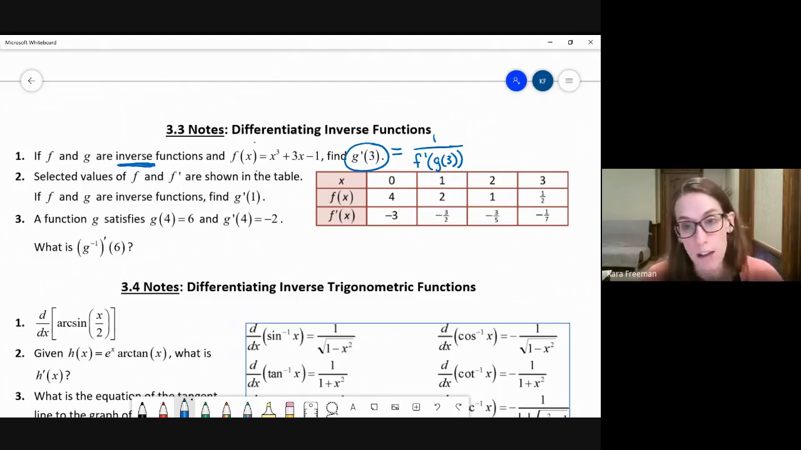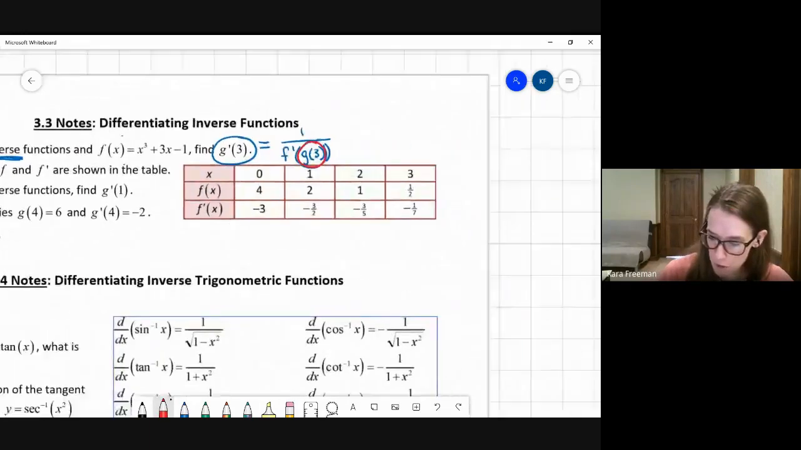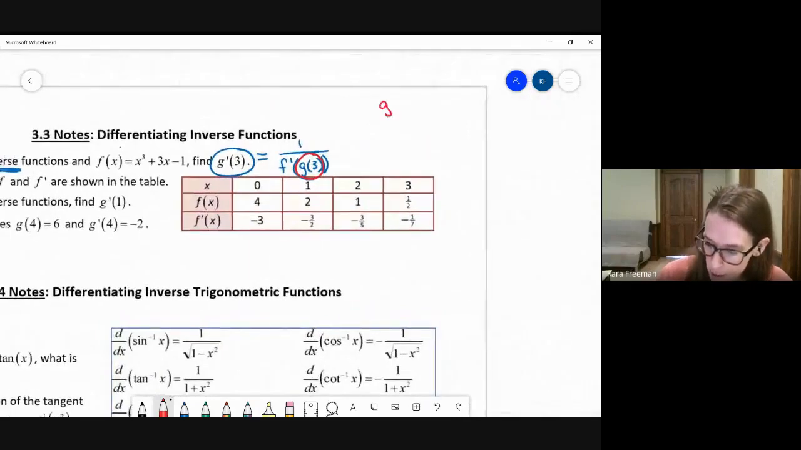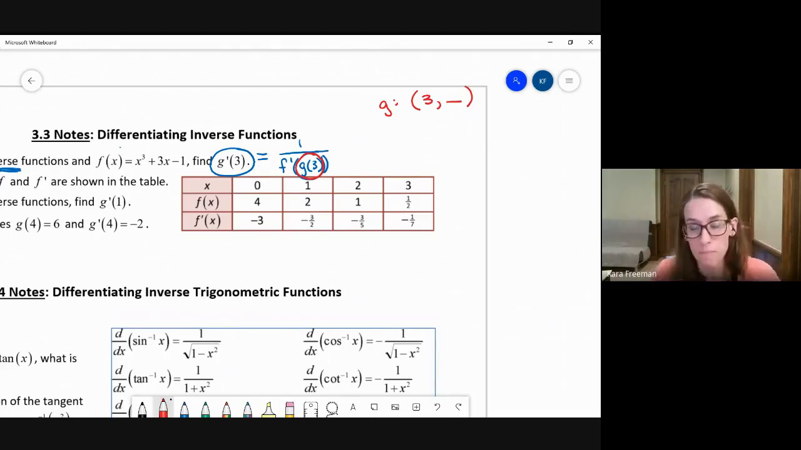Now, I can find f prime, right? I can find that derivative. The problem is, what is g of 3? What is g of 3? What does that mean? Off to the side, g is some function where if I input 3, I'm looking for its output. Do you agree with that statement? Whatever's in the blank is what I'm looking for.